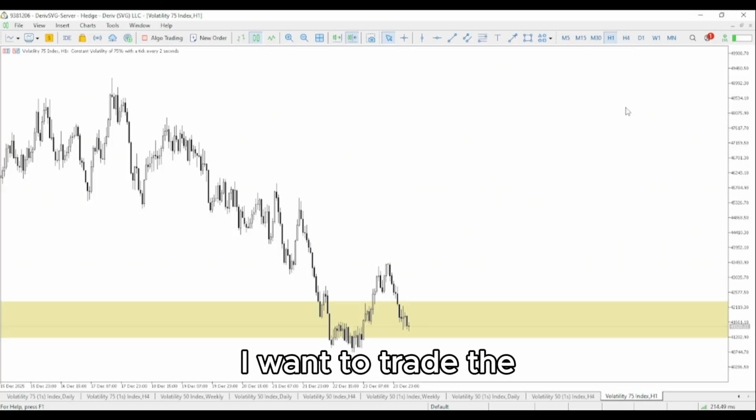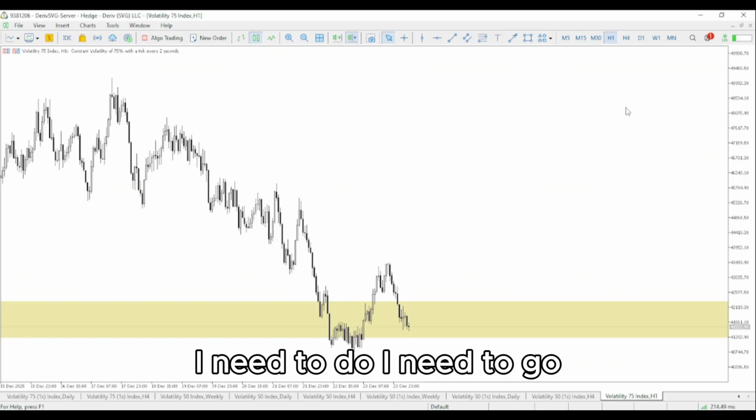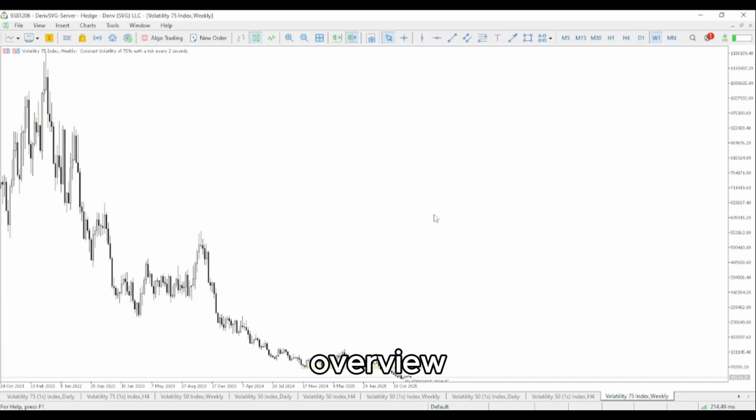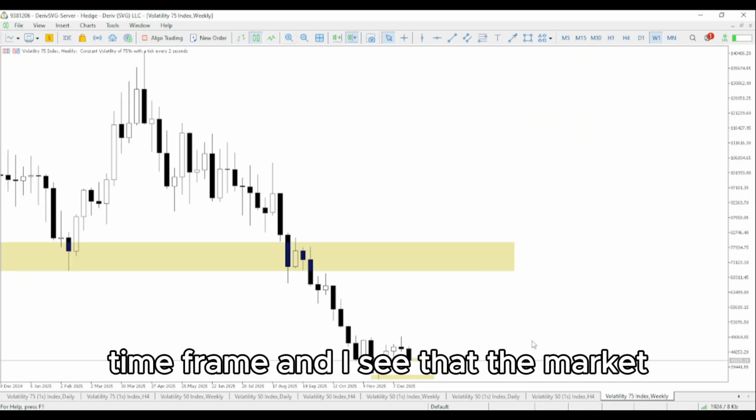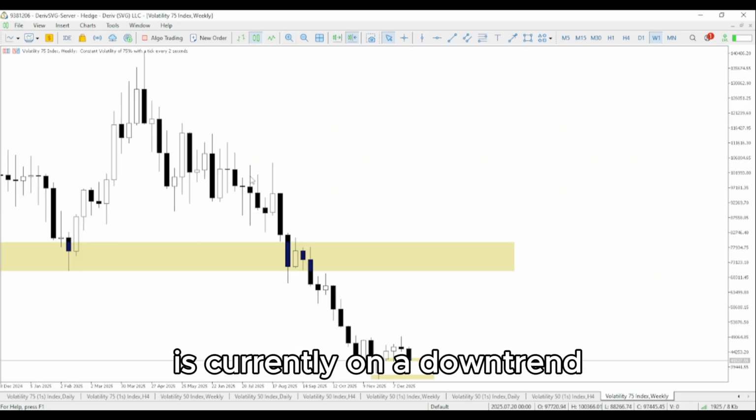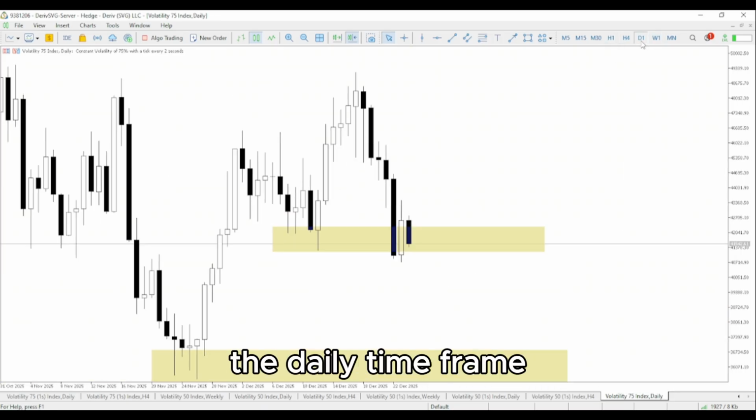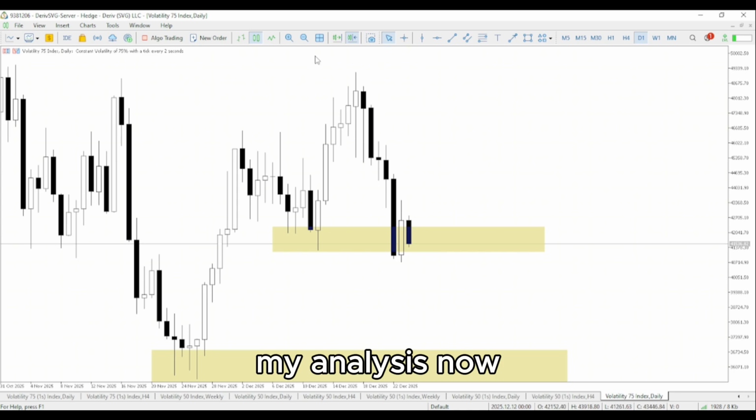So now I want to trade the H1 charts. This is what I need to do. I need to go check the weekly time frame first to get my overall view. Now I have gone to the weekly time frame and I see that the market is currently in a downtrend. So I have to look for selling opportunities. So now I'll go back to the daily time frame and start my analysis.